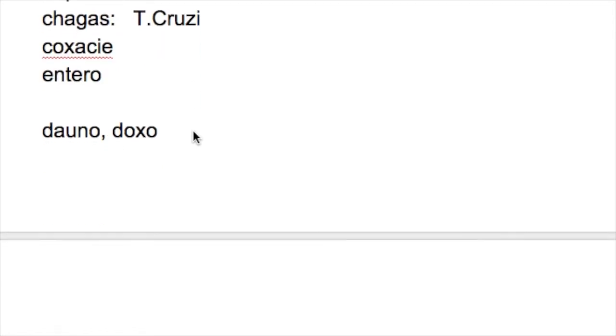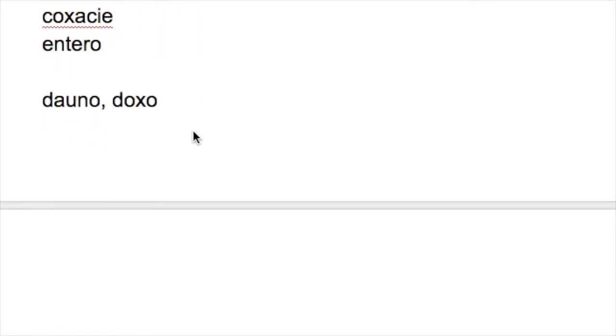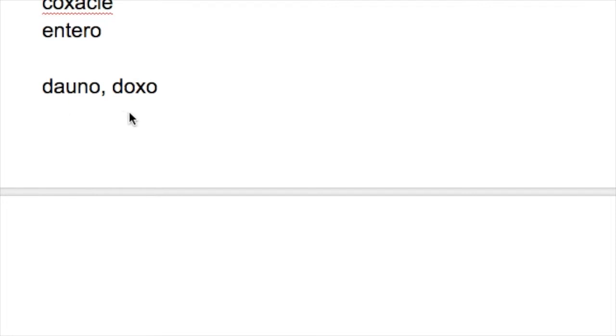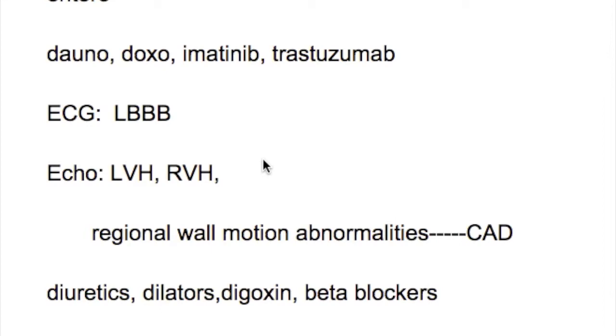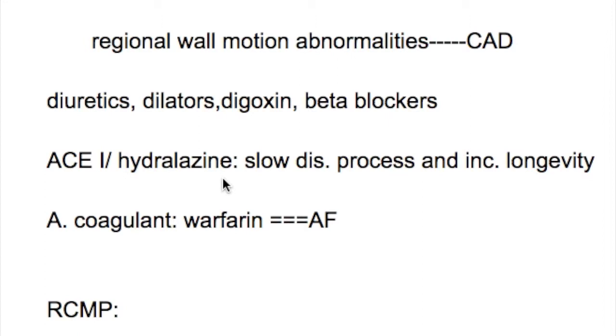What drug causes dilated cardiomyopathy? It's daunorubicin and doxorubicin that cause dilated cardiomyopathy. The other drug that causes dilated cardiomyopathy is imatinib. It slows the disease process and increases longevity.